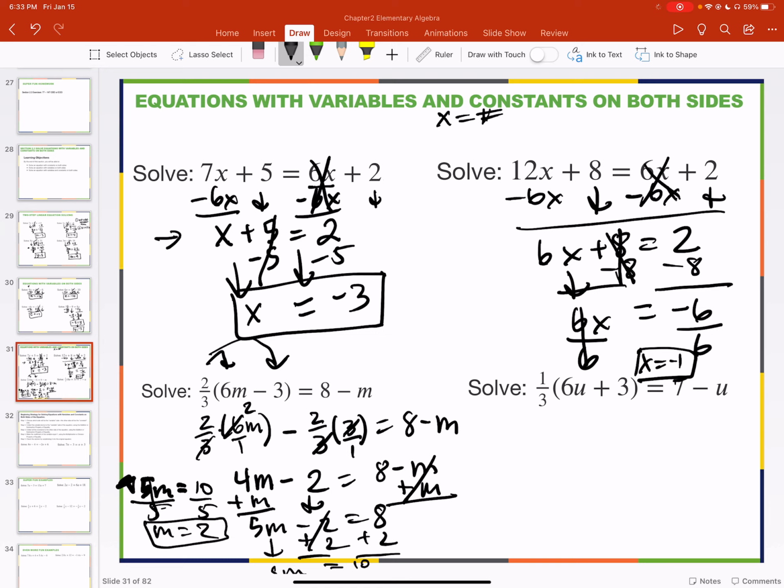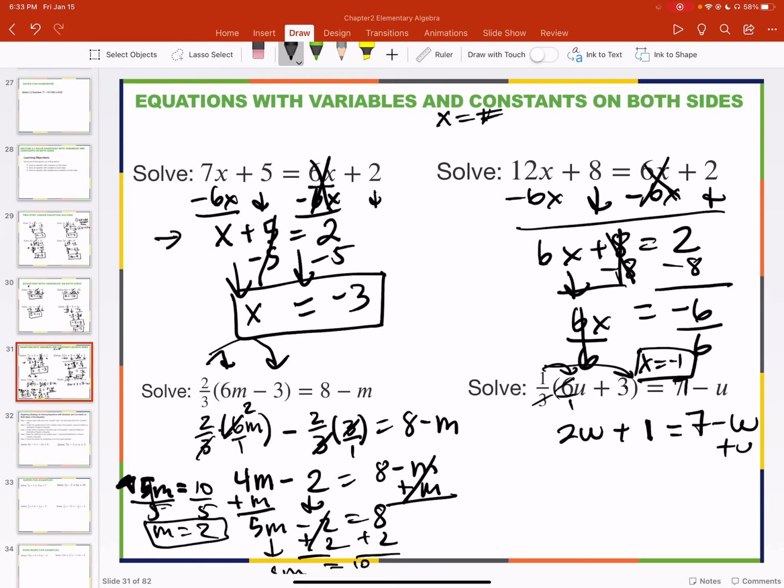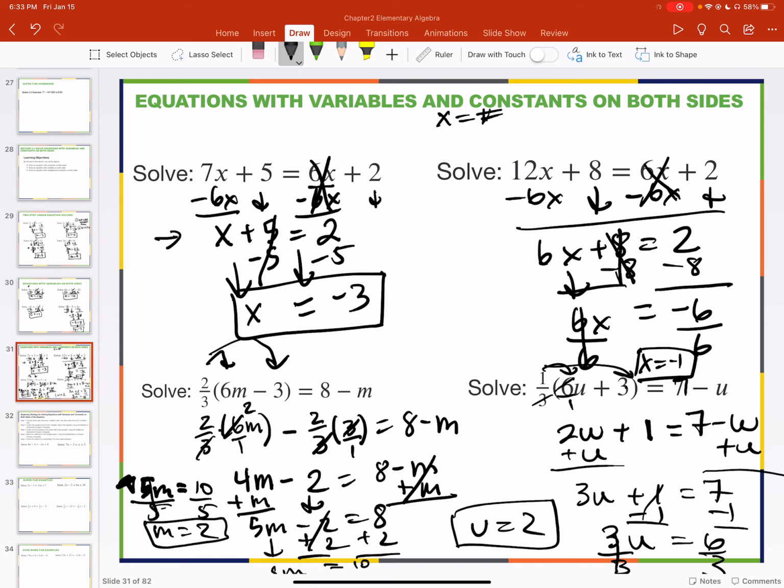So let's do that here. We have 1/3, so let's distribute that. 1/3 of 6 is just 2. So 2u plus, and then 1/3 of 3 is 1, is equal to 7 minus u. So now I'm going to combine the u. Sorry, it keeps doing that. So plus u. So that becomes 3u plus 1 is equal to 7. So minus 1 minus 1, I get 3u is equal to 6. Divide by 3, and u is equal to 2. Okay, great.